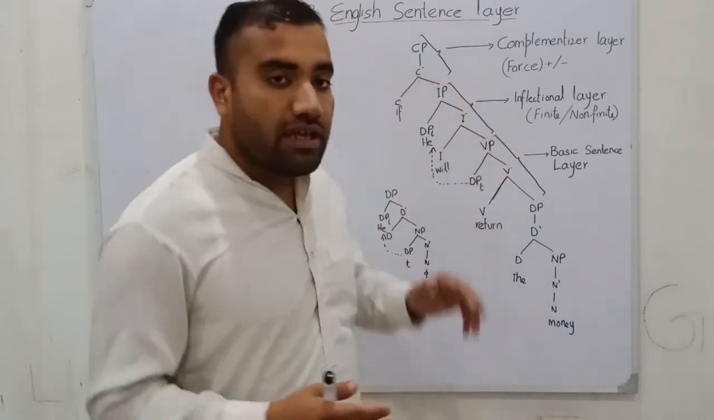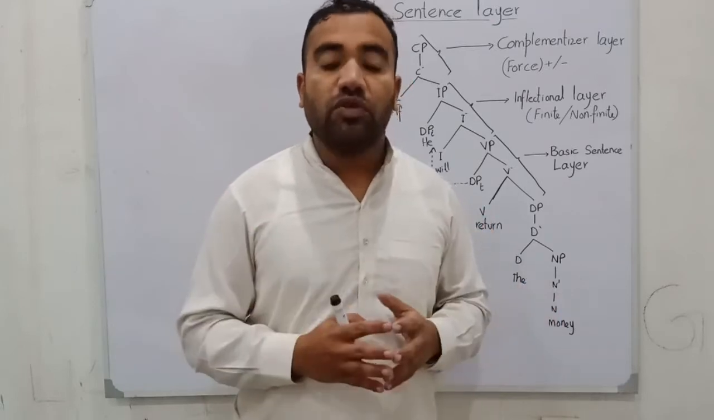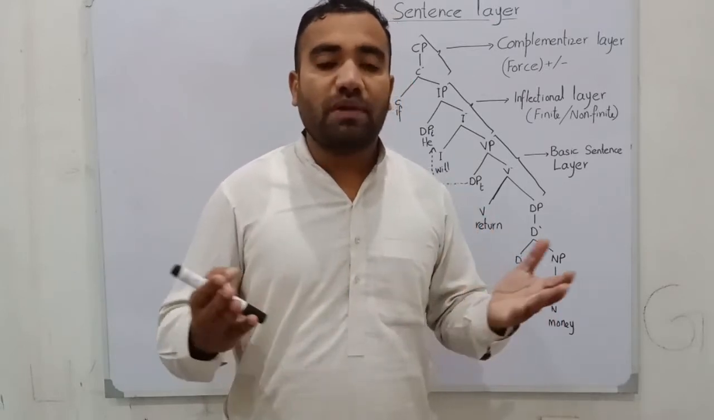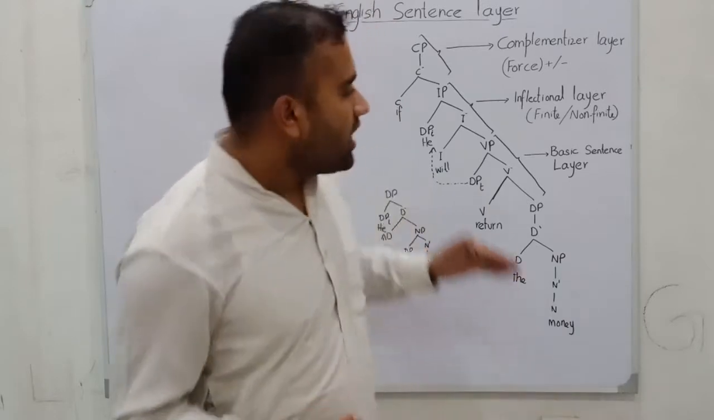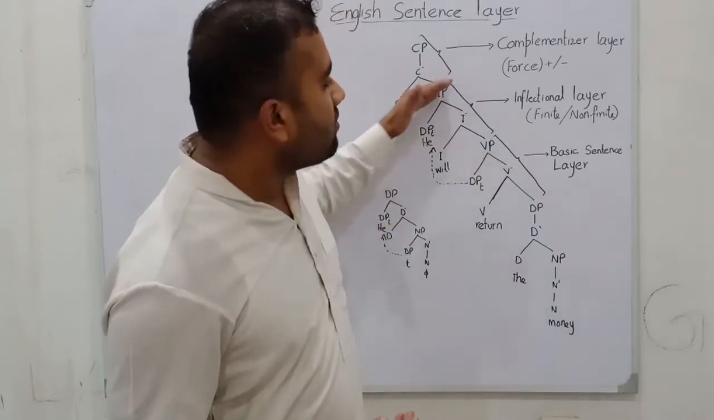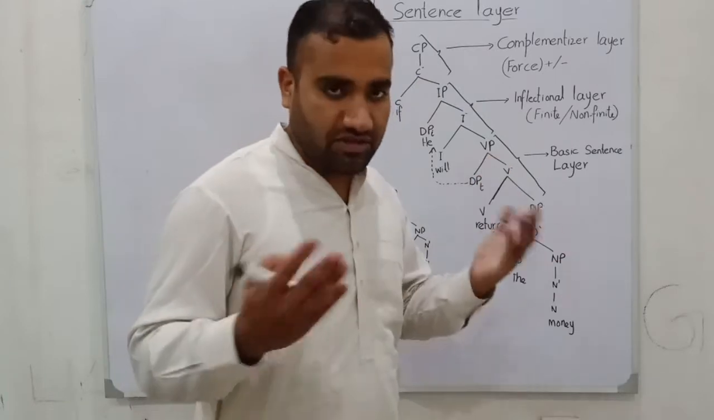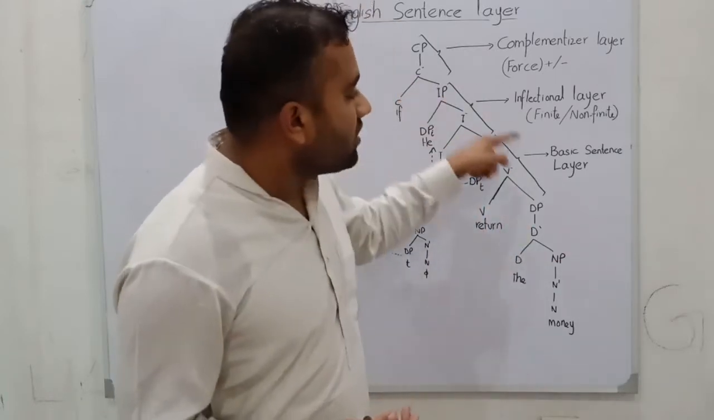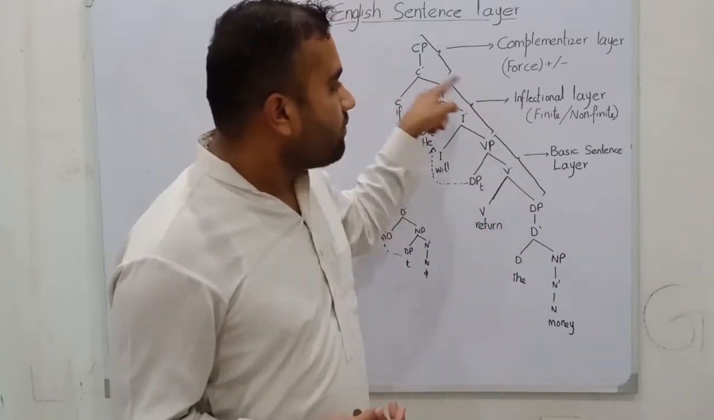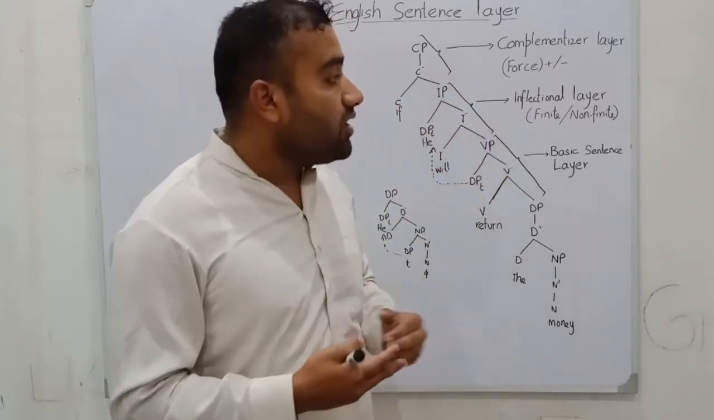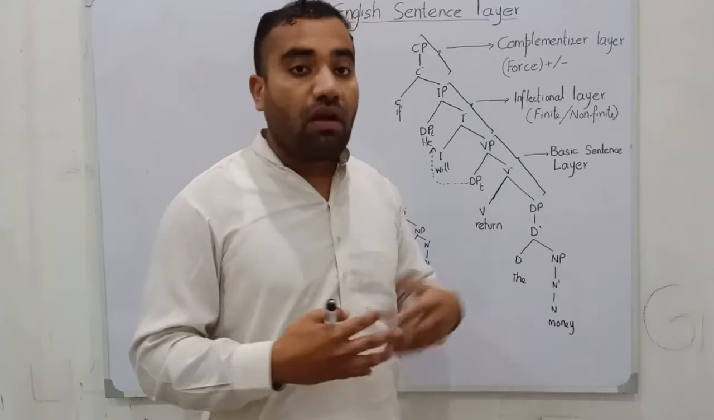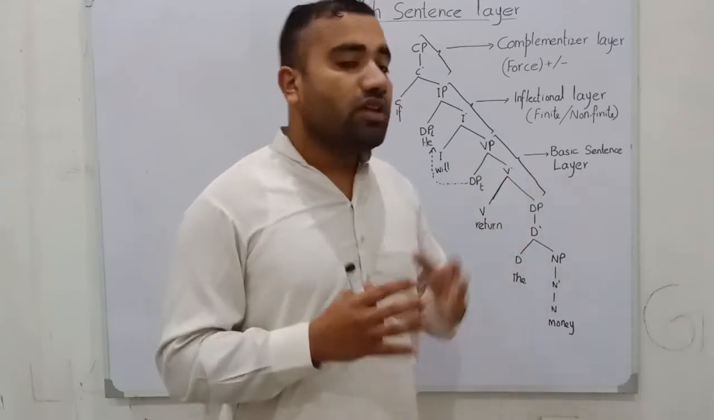At this level every case is assigned in the domain, because case is a grammatical function and every DP must be assigned case. At this level all the case has been checked, and this is our inflectional layer. This tells us whether our IP is finite or non-finite.